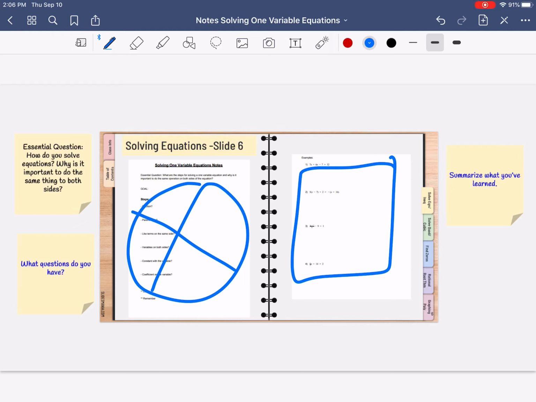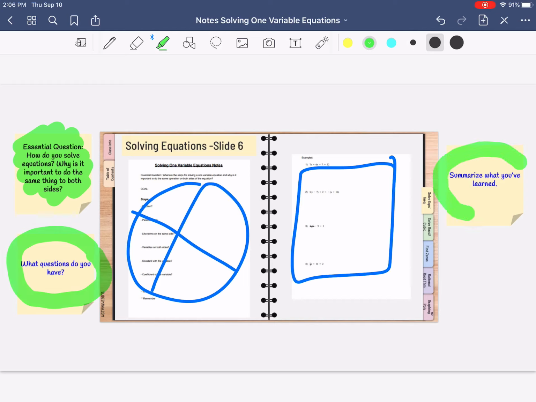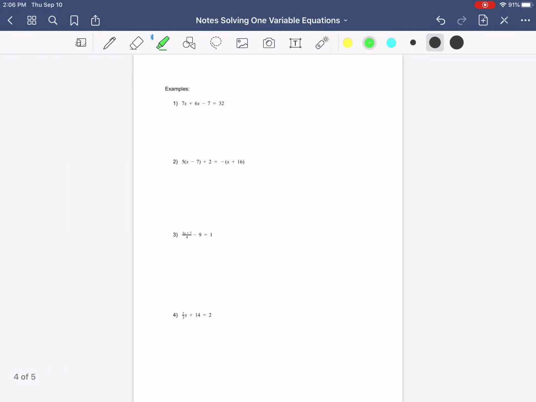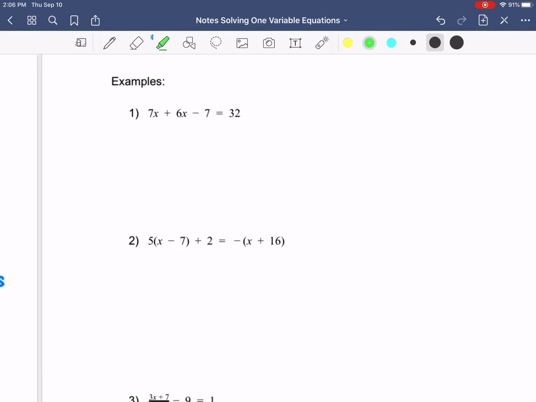Then remember, we already have the essential question over here on the slide. Here's a place for you to add questions, and then a place for you to summarize. Maybe not necessarily what you've learned today, which should definitely be review, but you can summarize, answer the essential question, summarize what the notes were about, that kind of thing. So we're going to go do our examples. What we just wrote down, you'll take a picture of that. It will go on the left-hand side of slide 6, and then on the right-hand side, you'll put your examples. We just have 4 of them.